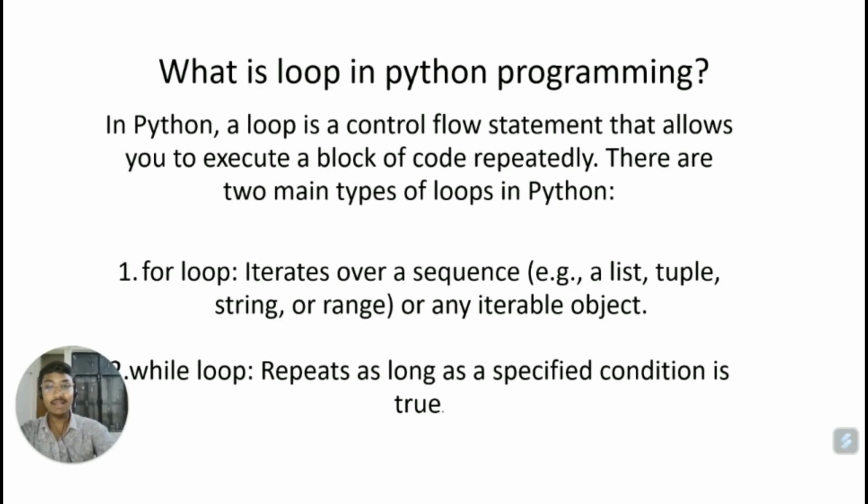Next, the second loop: a while loop repeats as long as the specified condition is true. So we can differentiate the for loop and the while loop. The for loop is not as efficient and fast as the while loop; the while loop is faster than the for loop. There is no do-while loop in Python programming.